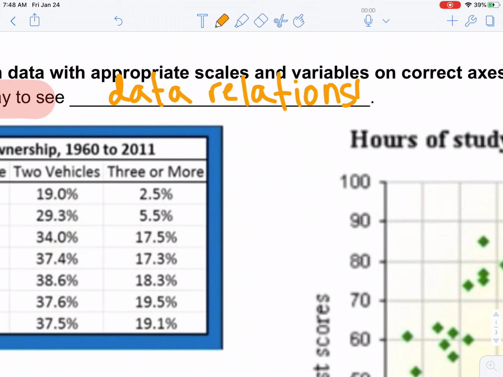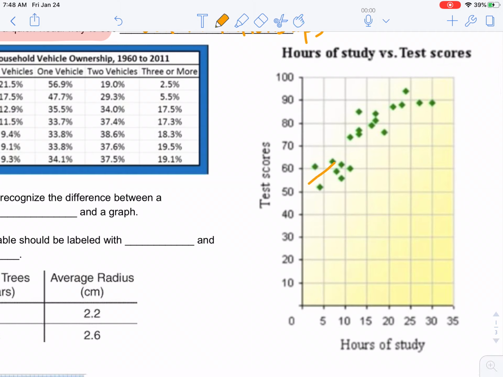Is the slope negative? For example, if we look at this graph here on the right, you can see that there's this trend that goes like that. We can see the relationship between hours of study and test scores. There's a direct relationship there.